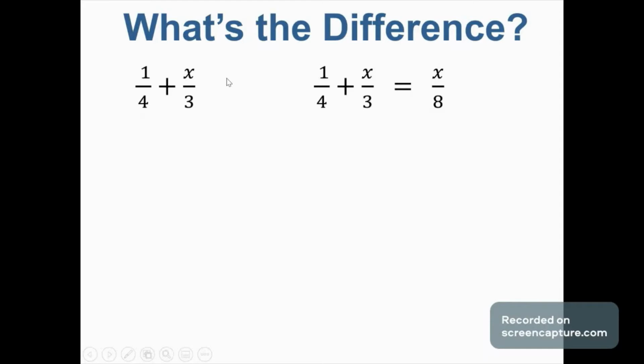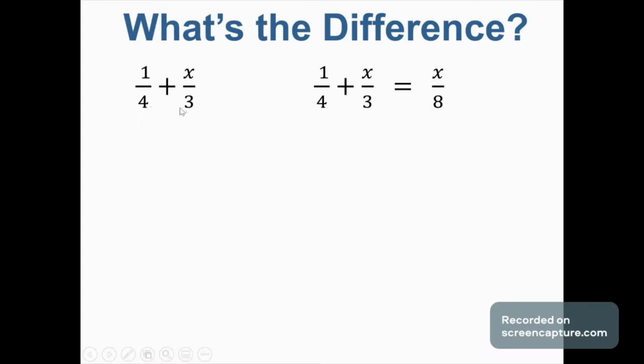And there's a very big difference in how we can work with these algebraically based on the fact that one is an expression and one is an equation. Let's take a look. So over here, and this is what we did in our last lesson, we looked at how to add or subtract or basically combine two fractions like this, right? And this is an algebraic fraction here. What we can do is make a common denominator. Once we have a common denominator, we can combine those fractions.